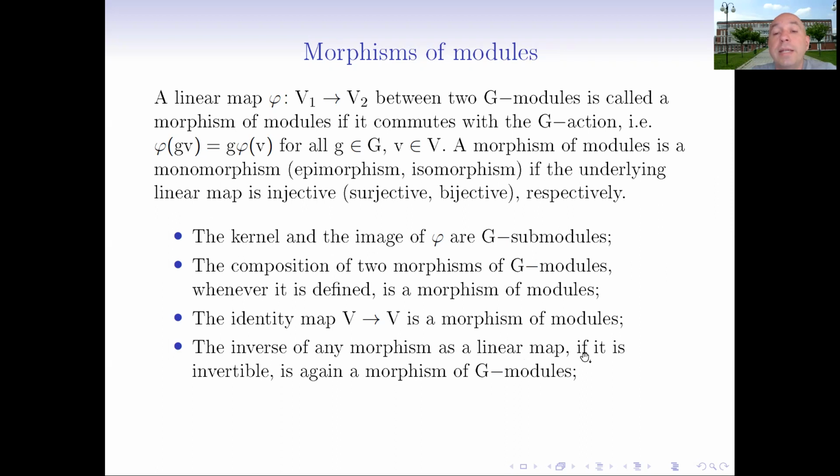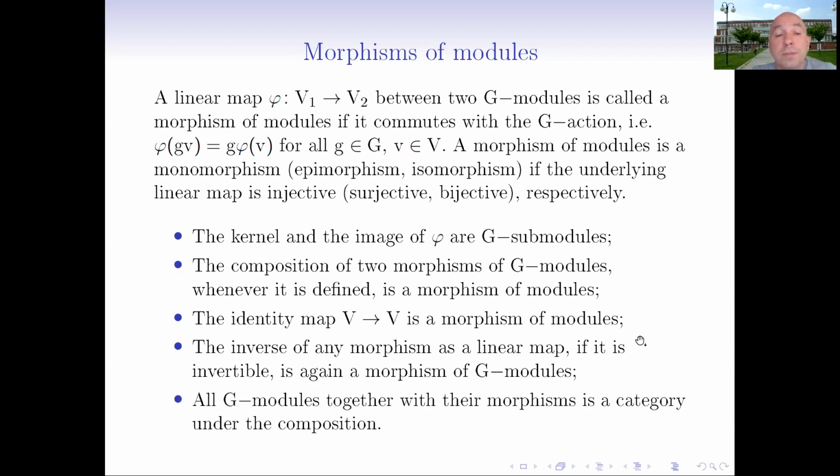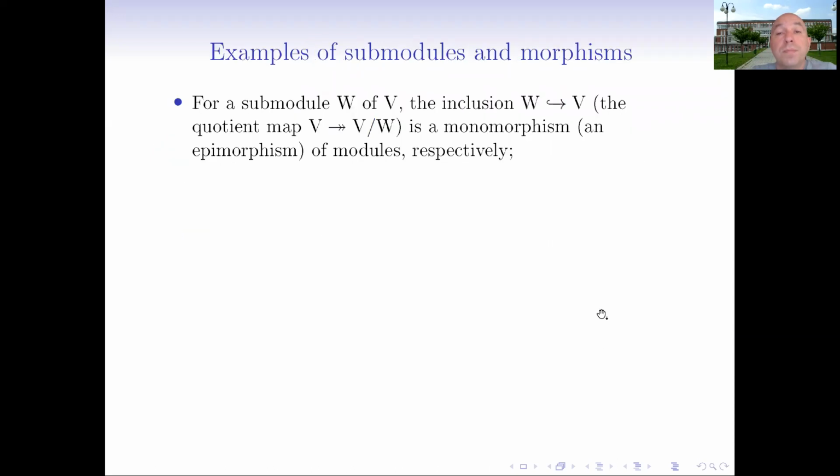It's a linear map again. If it's invertible, it's an invertible linear map, but it's also a morphism of G modules. So the inverse of any morphism, if it exists, is an invertible morphism. And all G modules together with their morphisms form a category under composition. So the objects of this category are modules over G, and the morphisms are morphisms of modules.